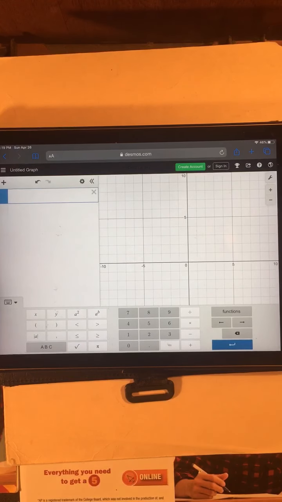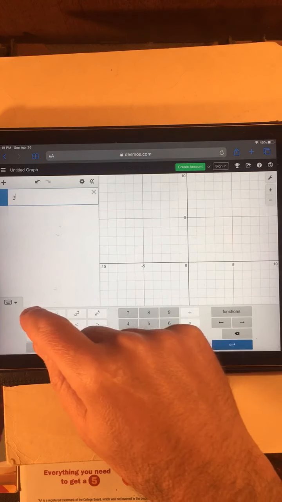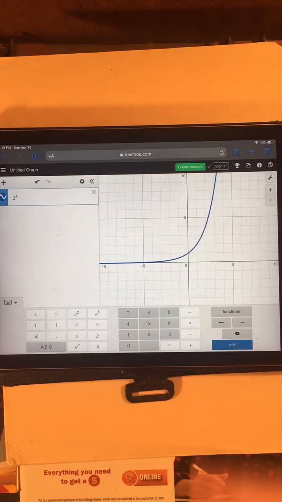Okay, let's take a look at one of the last things you'll need to know how to do. 2 raised to the x. Here's the graph of the exponential curve y equals 2 to the x. This is exponential growth. It grows very rapidly.